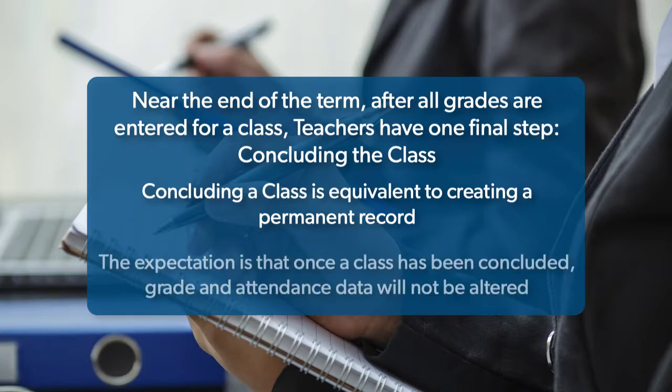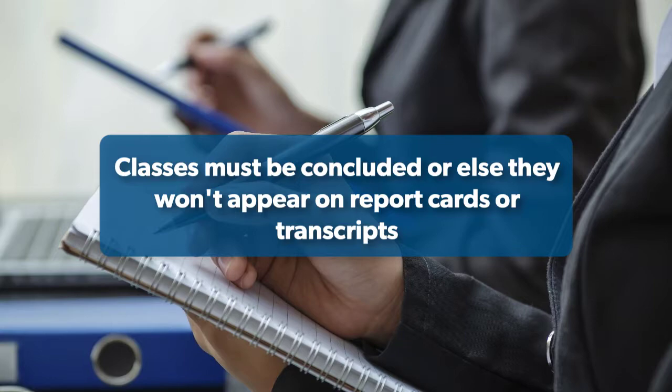In other words, the expectation is that once a class has been concluded, grade and attendance data will not be altered. Classes must be concluded, or else they won't appear on report cards or transcripts.